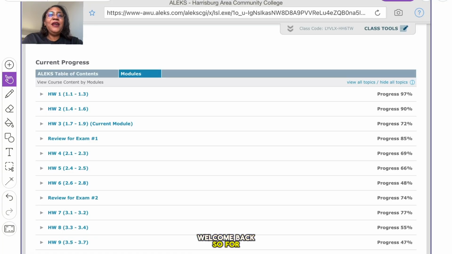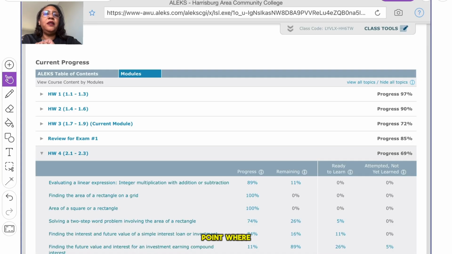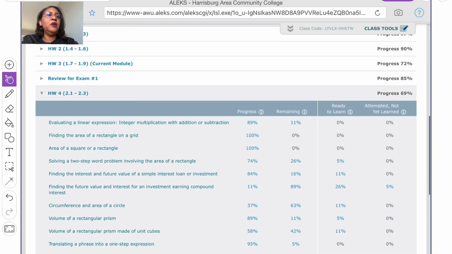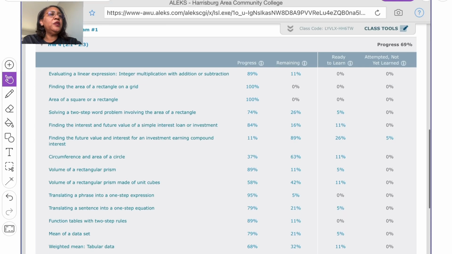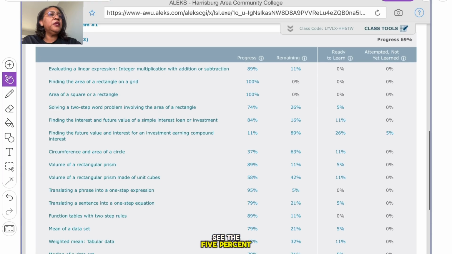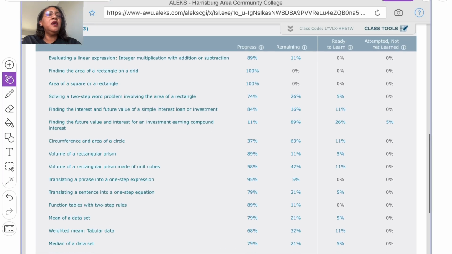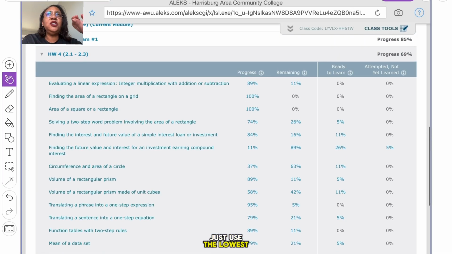Everybody, welcome back. So for the beginning of chapter 2, well, we're not actually at the beginning because a lot of you have completed these topics. So you have a few remaining to learn over here, where you could see the 5%, 11%. Okay, so I like to just use the lowest percentage to go over for starters, okay?